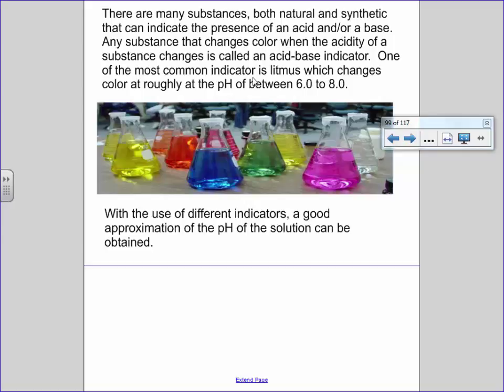One of them is we use litmus paper. Right? But does litmus paper tell you exactly how acidic or basic it is, or does it tell you whether it's an acid or a base? It just tells you whether it's acid or base, right? Red is acid, blue is base, right?